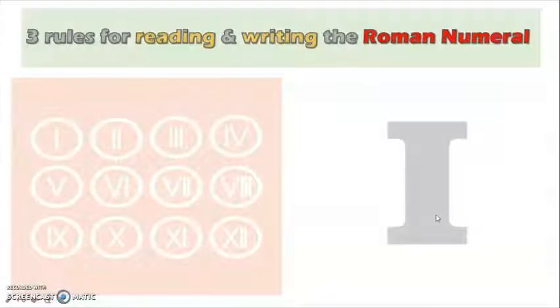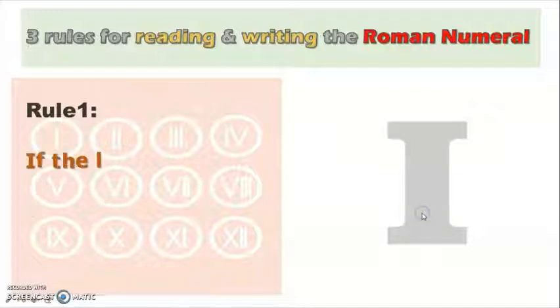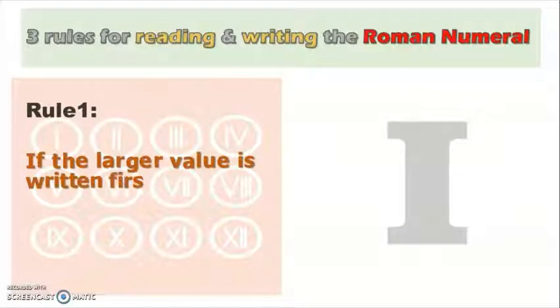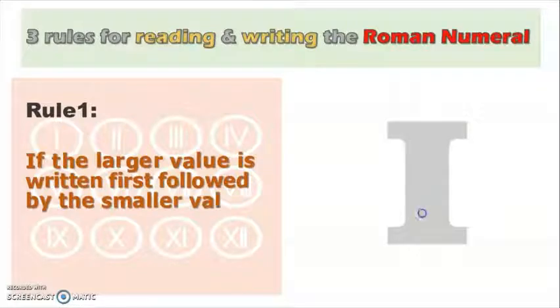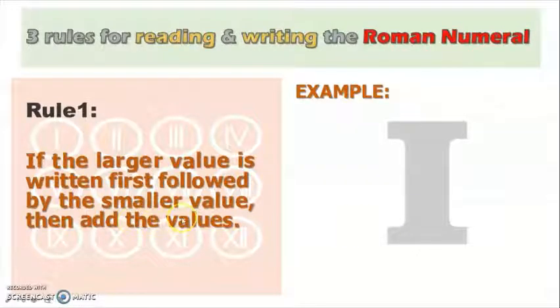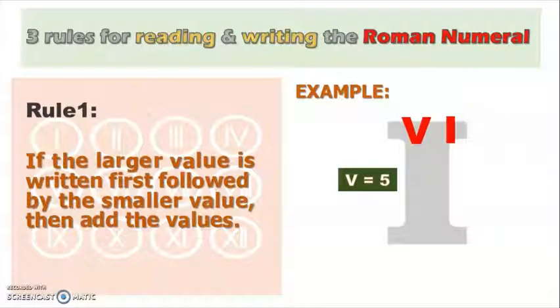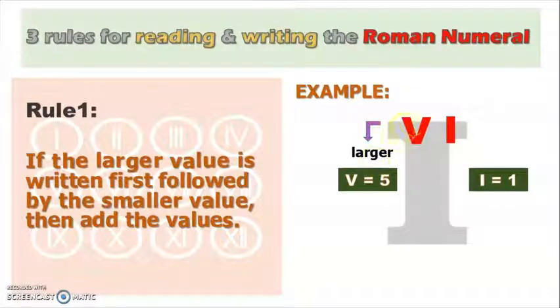There are 3 rules in reading and writing Roman numerals. Let's start with rule number 1. If the larger value is written first followed by the smaller value, then add the values. For example, V and I. What is the equivalent value of V? It is 5. How about I? It is 1. Try to notice who comes first: letter V. And V is larger than I. So I is smaller than V.